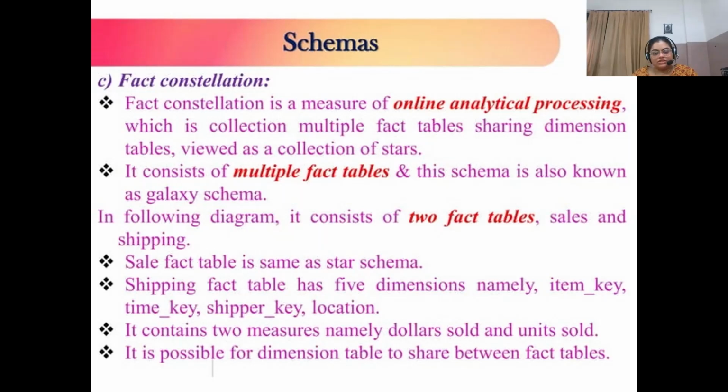Next is the fact constellation. Fact constellation is a measure of online analytical processing, which is a collection of multiple fact tables sharing dimension tables, viewed as a collection of stars. It consists of multiple fact tables and this schema is also known as the galaxy schema.